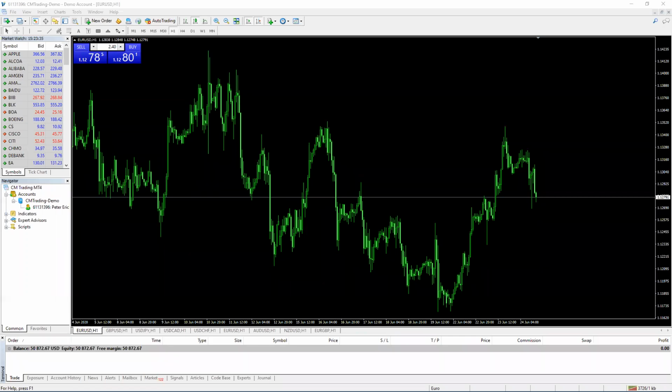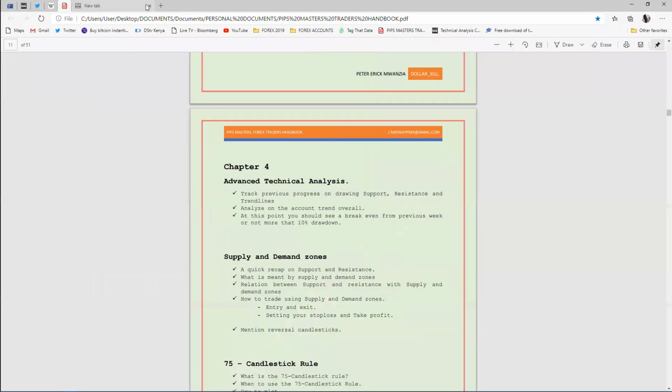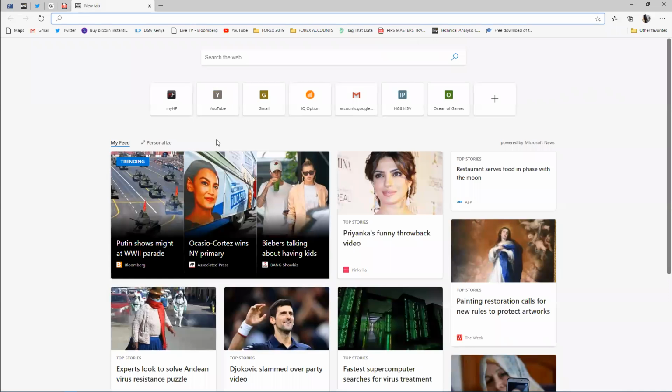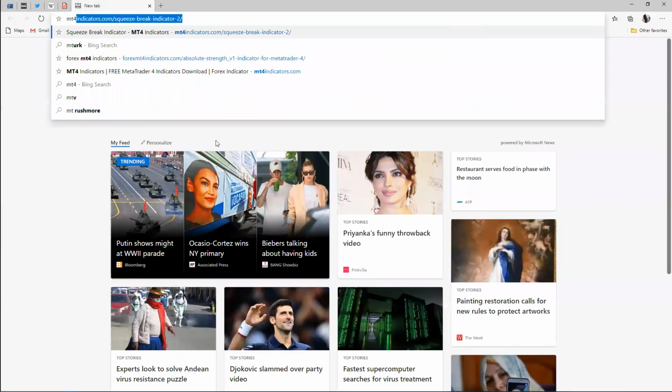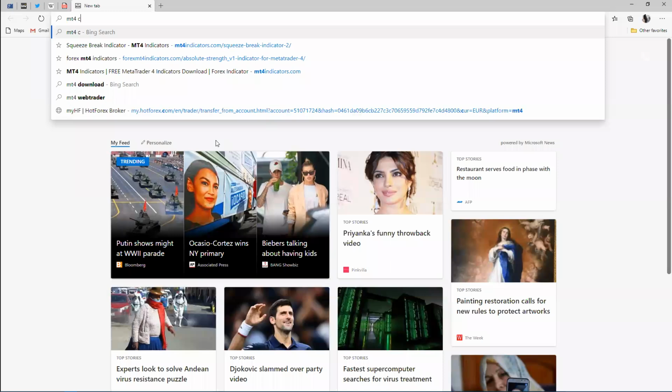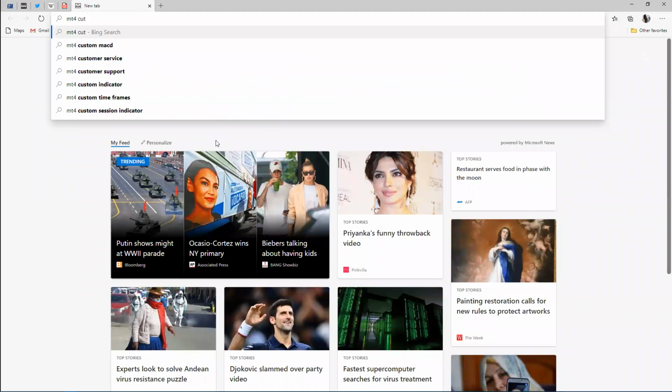So how to download custom indicators. So there are a few websites unaweza pata custom indicators. Okay guys, so for this example we'll just look for, tunaweza tafuta kwa MQL5. Okay, so we're going to look for MT4 custom indicators.